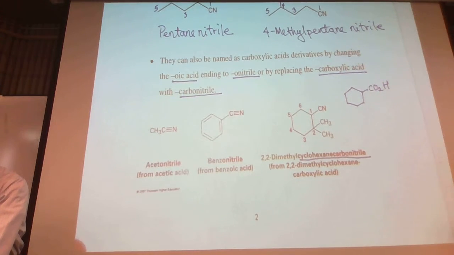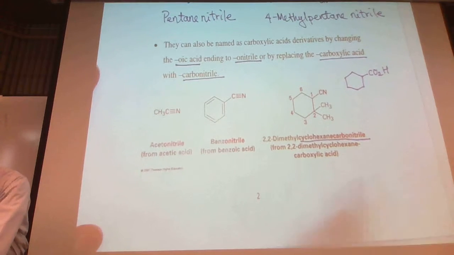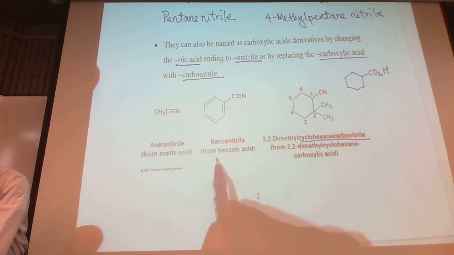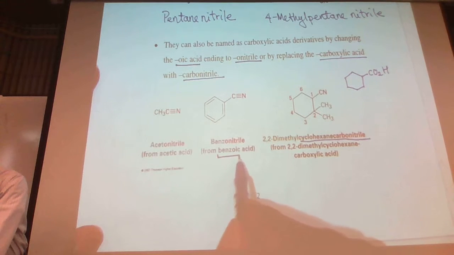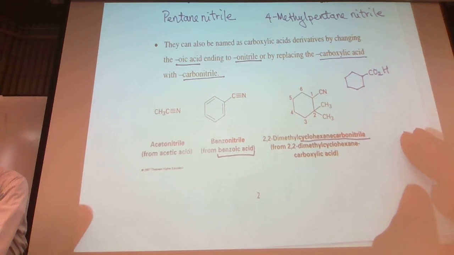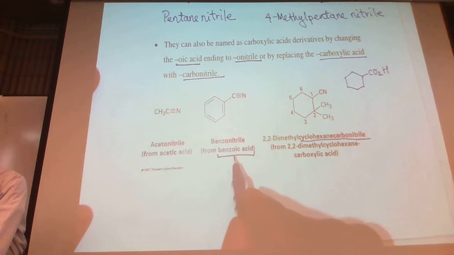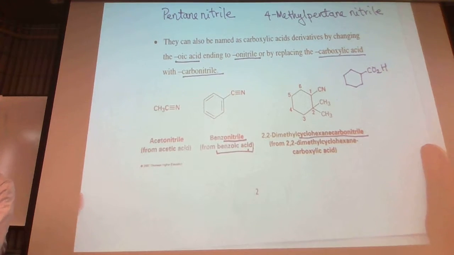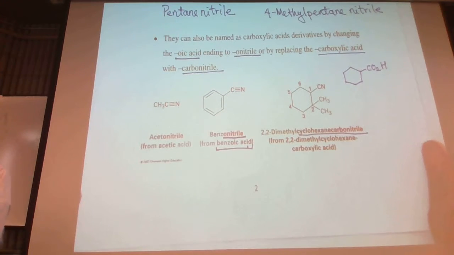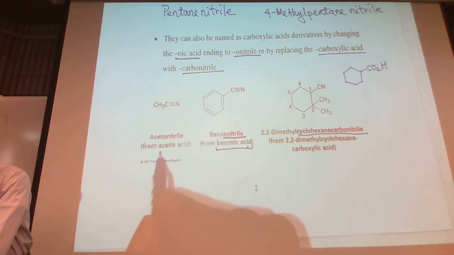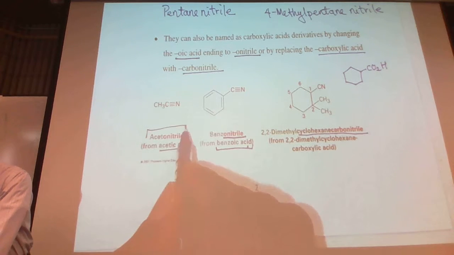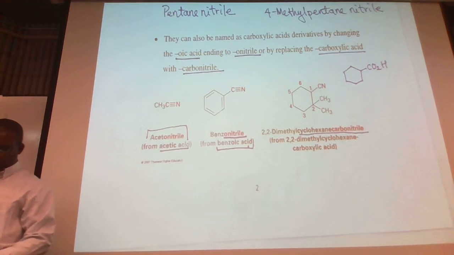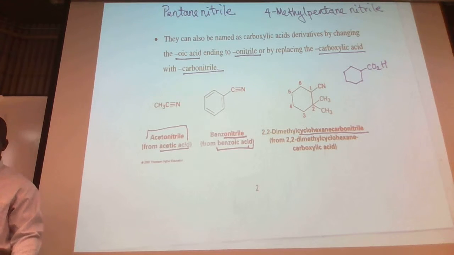And then you indicate the substituents that you have. For benzoic acid, a common name that has been adopted, you will change the -oic acid at the end to -onitrile. And then of course from acetic acid we have acetonitrile. That's a common name.